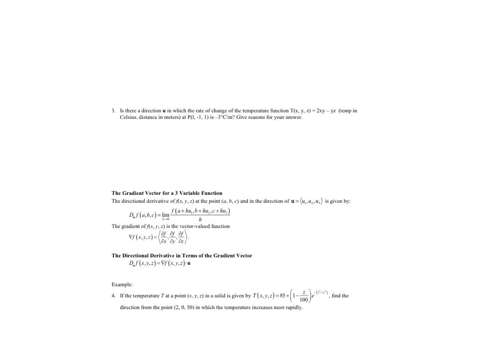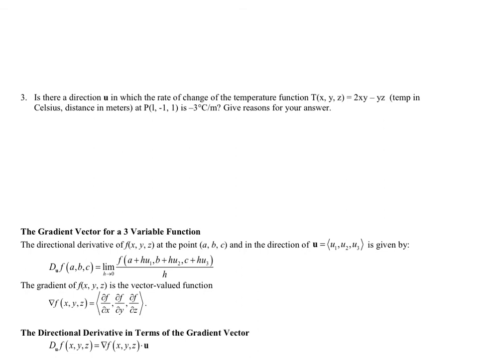So is there a direction u in which the rate of change of the temperature function, units given, at these coordinates is -3 Celsius per meter?